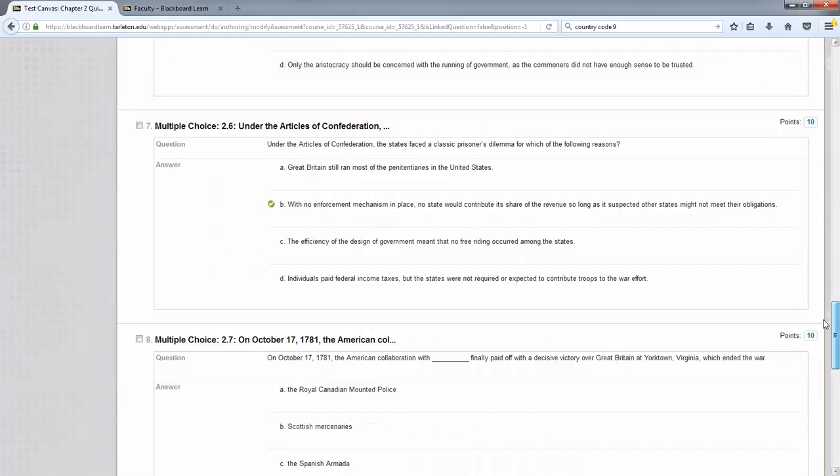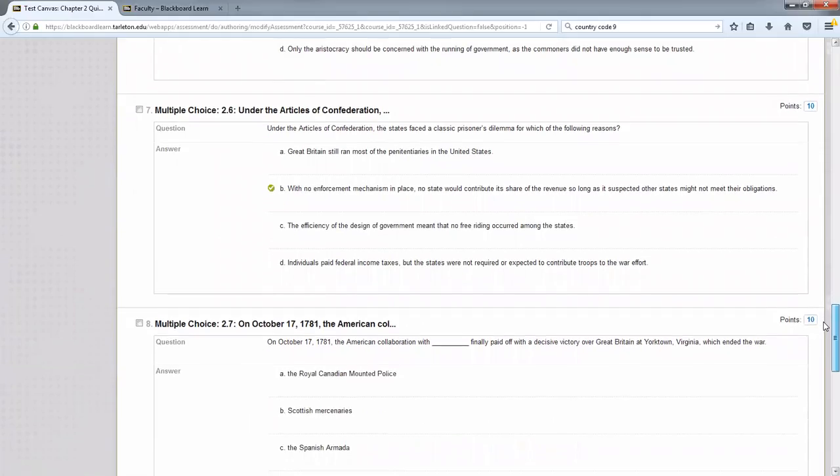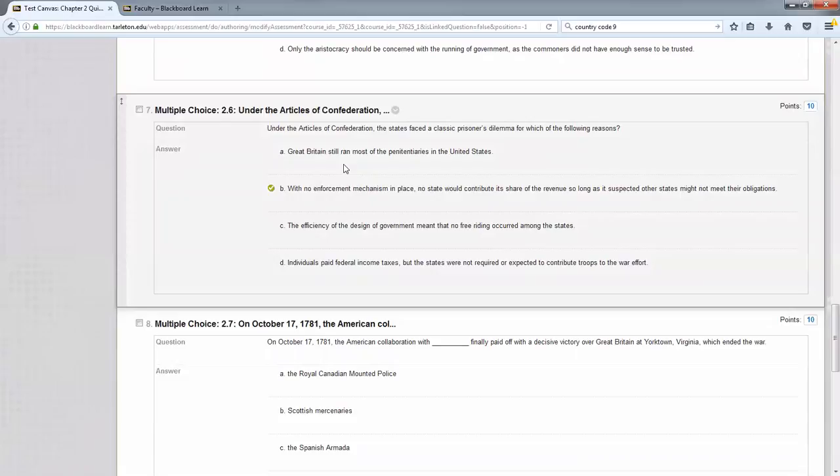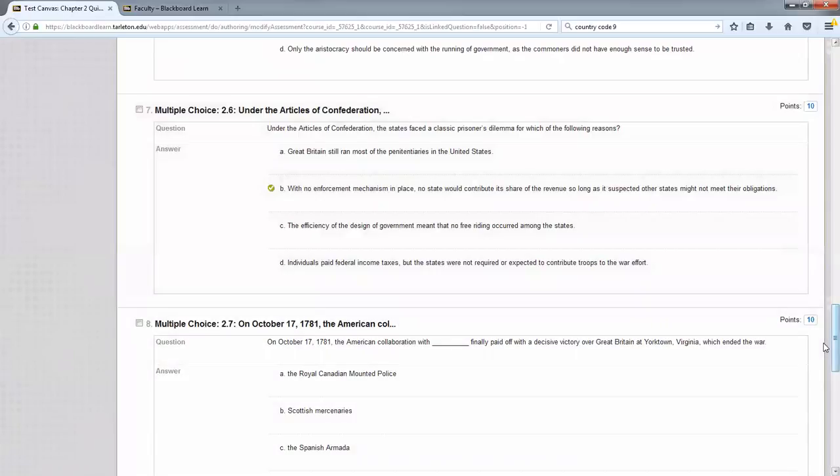The independence movement. Under the Articles of Confederation, states faced the classic prisoner's dilemma for which of the following reasons? It's because with no enforcement mechanism, no state would contribute its share of revenue as long as it suspected other states might not. They knew that under the Articles of Confederation everybody is equal, there is no big boss forcing anyone to do anything. So essentially, because there were free riders, there was no reason for the new states to give when they thought that other states may be free riding.